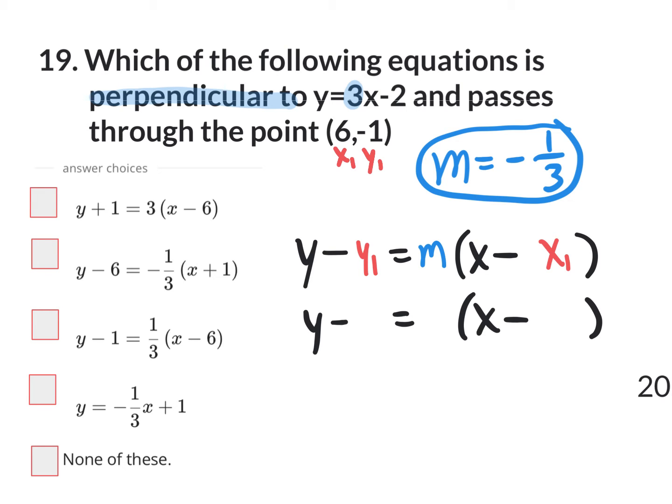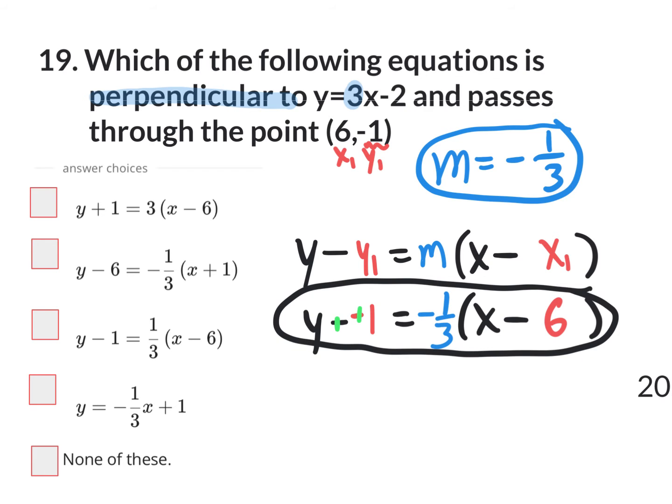So in this case, we're plugging in the y1 value of negative 1. That's up here, the negative 1, right here. And we're also plugging in the x value of 6 right there. And the m value is negative 1/3 that we plug in right there. So now we need to change the minus minus to plus plus. And pretty much, this is your equation that is perpendicular to that guy and passes through that point.